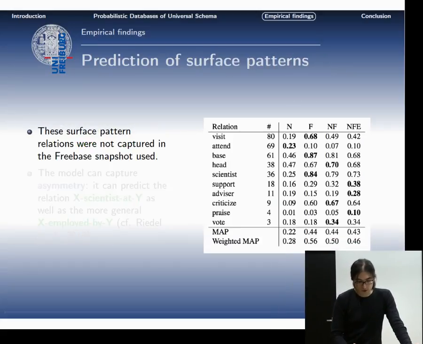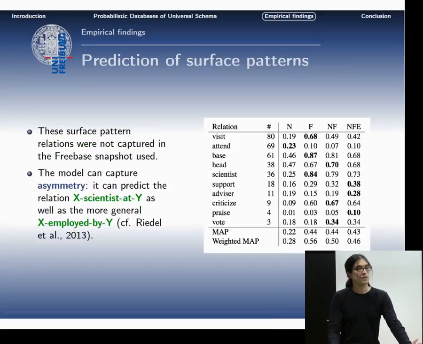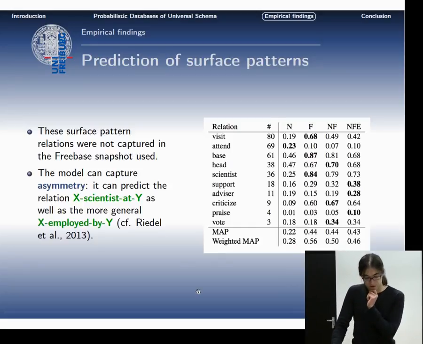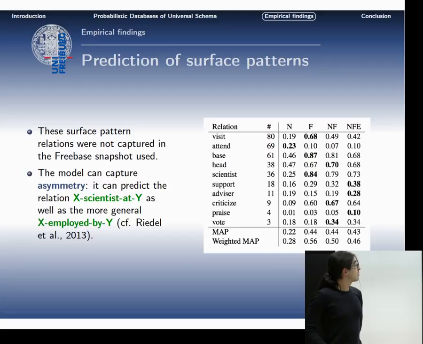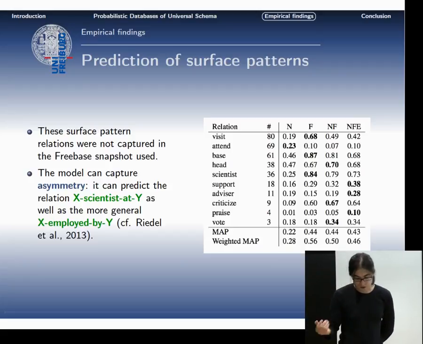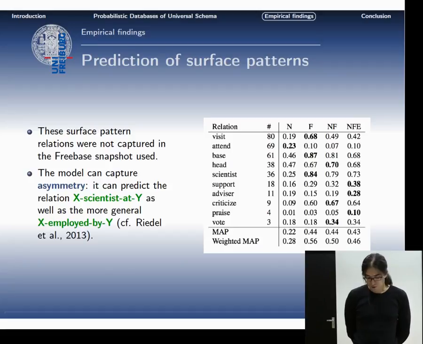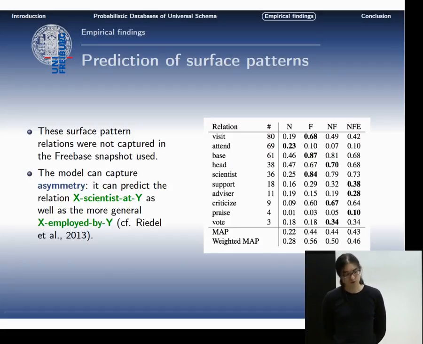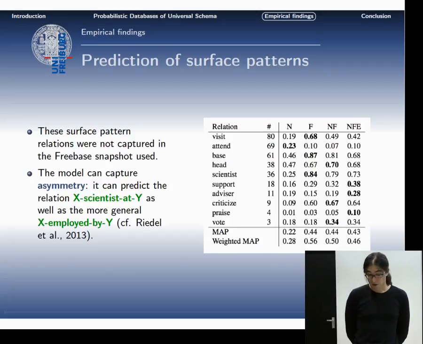As for the prediction of surface patterns, this is something the distantly supervised classifiers cannot do, so there was no point in comparing them to this system. We can see some mean average precision and weighted mean average precision for a few relations contained in Freebase here. Again, this is only a subset of the entire results that were reported. I can give you references at the end if you like.